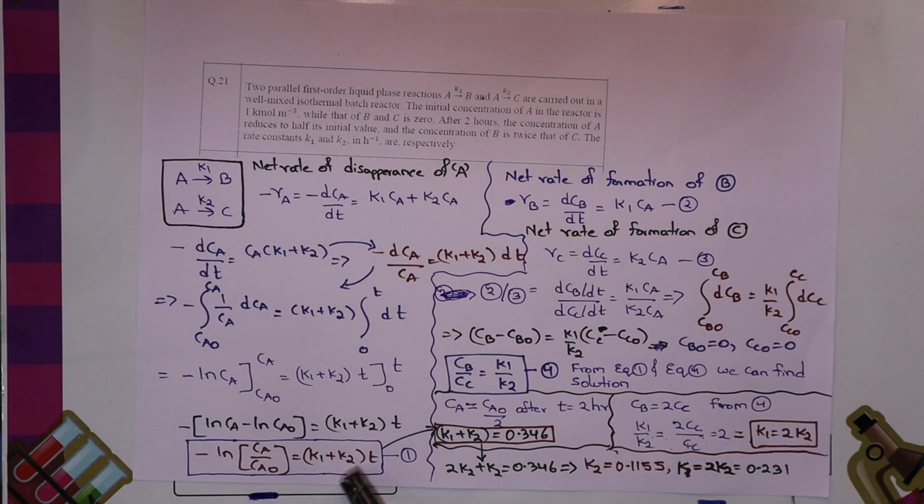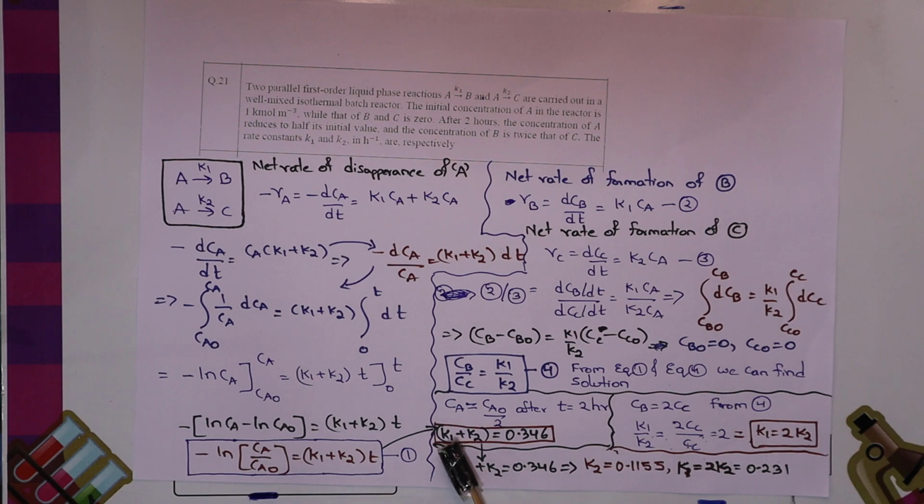So from this equation 1 you get K1 plus K2 is equal to 0.346. Similarly, from this equation you get Cb, because it is given that Cb is equal to 2 times Cc. That means the concentration of B after these 2 hours of the reaction is twice that of C. Put the values in this equation, you get K1 by K2 is equal to 2 times Cc by Cc, which is equal to 2. So K1 is nothing but 2 times K2.